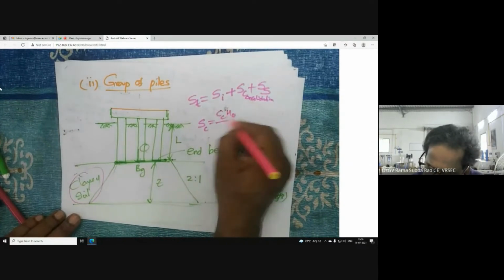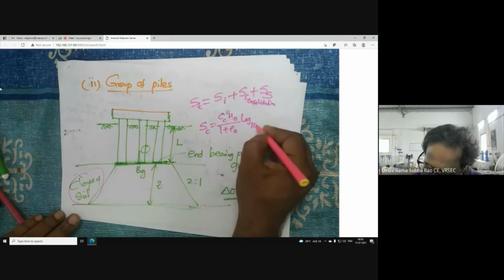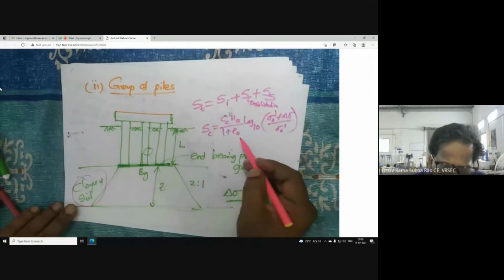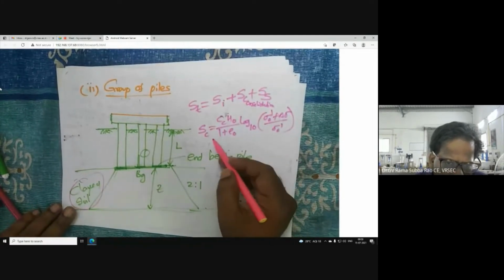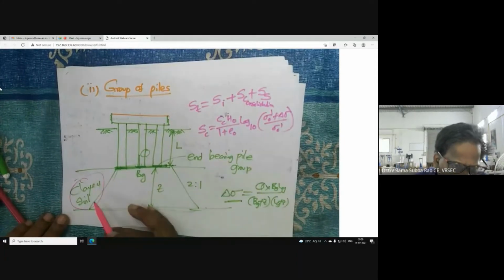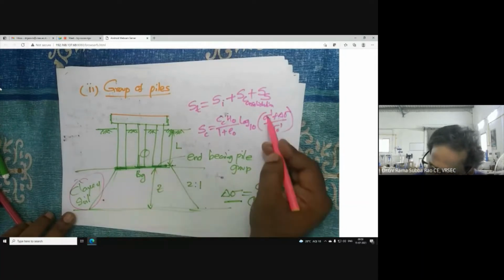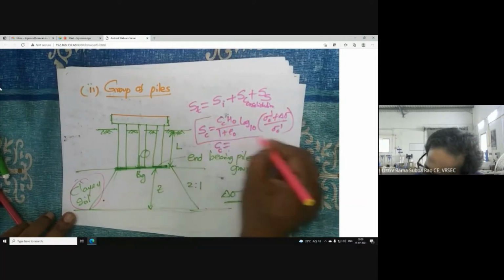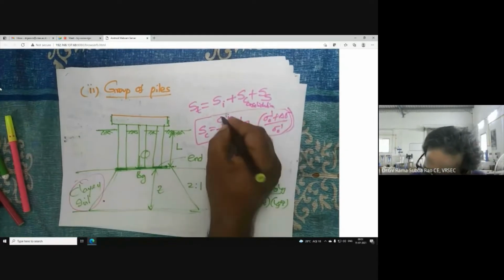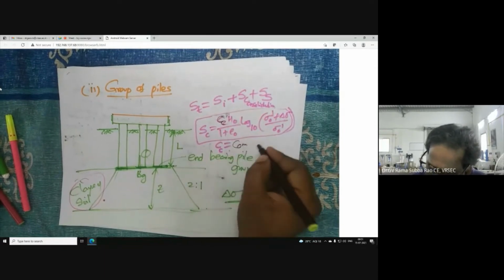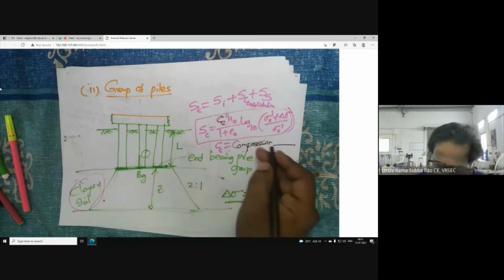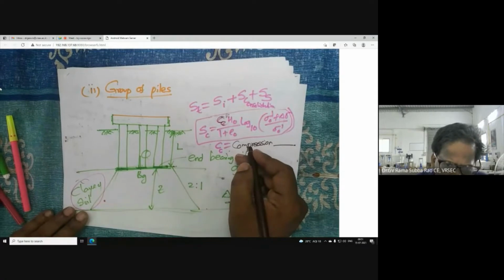Cc H naught by 1 plus e naught, log 10 of sigma naught dash plus delta sigma by sigma naught dash. This is the formula we use to compute settlement due to consolidation, due to expulsion of water from the soil mass. This is quite common in clay soils. And what is Cc? Can anybody tell me? What is Cc? Compression index.